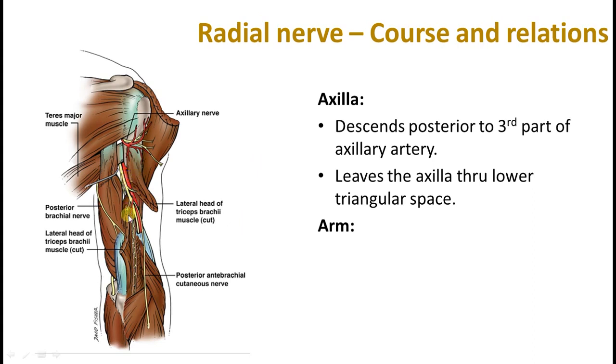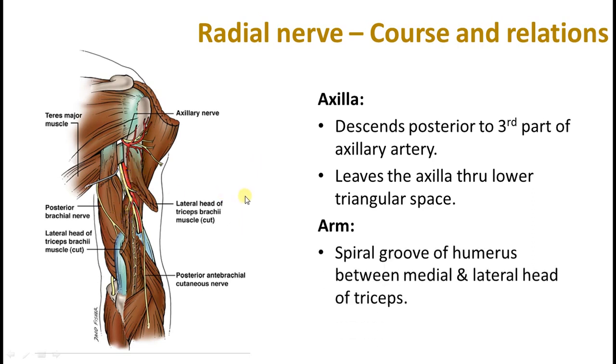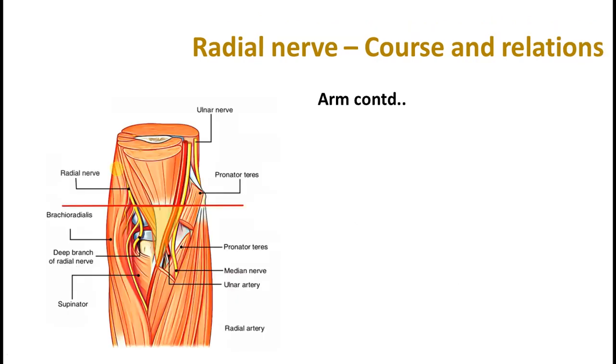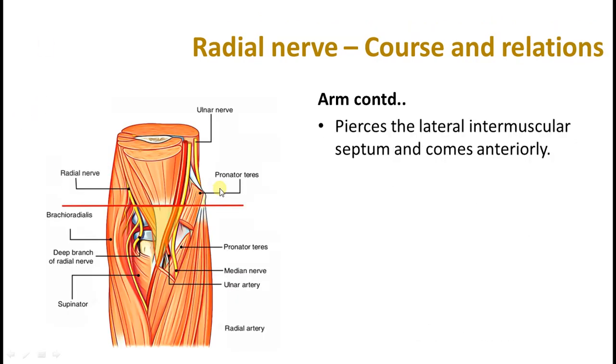So in the arm, it mainly supplies the triceps muscle, mainly the medial head and lateral head of triceps muscle. The branch to the long head of triceps muscle is again given at a higher level, and that is actually also called the triceps escape. Here you are able to see in the arm, it pierces the lateral intermuscular septum and comes to lie anteriorly for a short period.